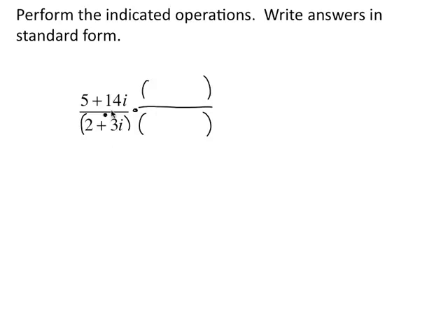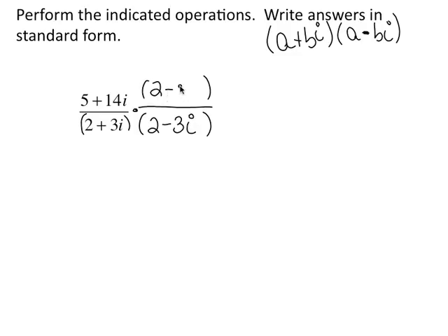So the conjugate of a number, if you have a plus bi, the conjugate is equal to a minus bi. So basically it's the same terms, but if you start off with a plus, you need a minus. If you start off with a minus, you need a plus. So we're going to multiply the bottom by the conjugate of 2 plus 3i, which is equal to 2 minus 3i. And we need to multiply the top by the same conjugate.